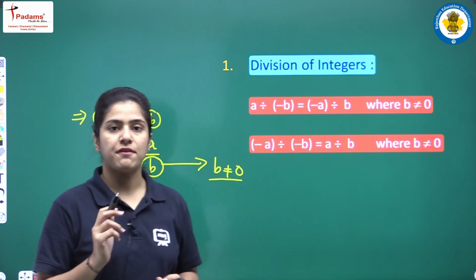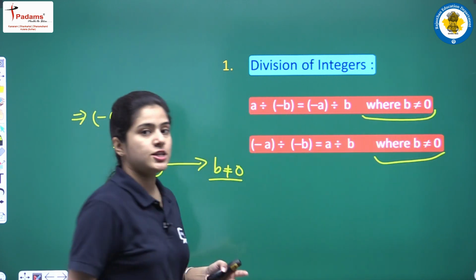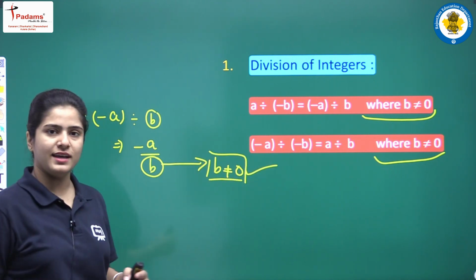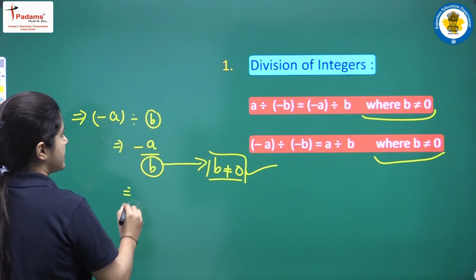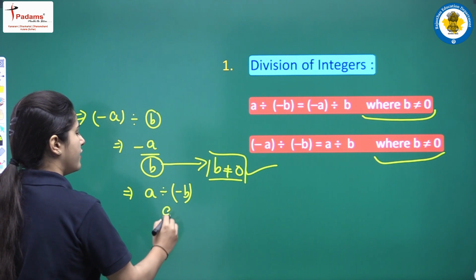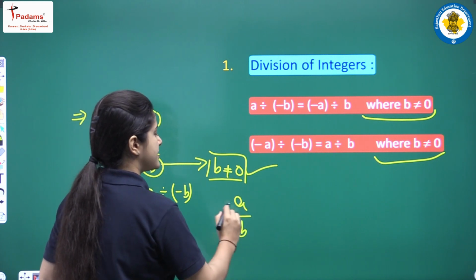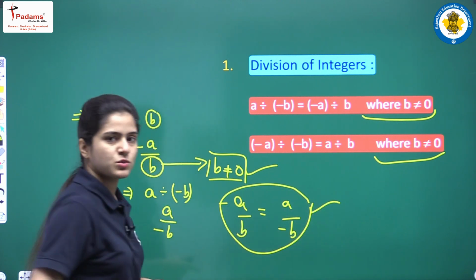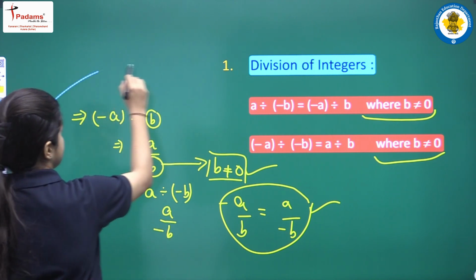Okay students, so you have to keep one thing in your mind, that the denominator should not be equal to 0. This is a very important part. So when you are writing minus a divided by b, it is also equal to a divided by minus b, because here it is like that and here it is like that. In both cases it is the same, whether you write this or you write this. Okay students, so I'll tell you the whole thing with the help of an example. So let's see.